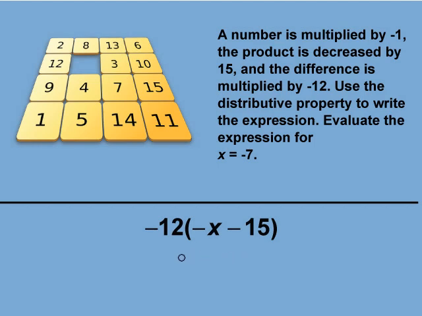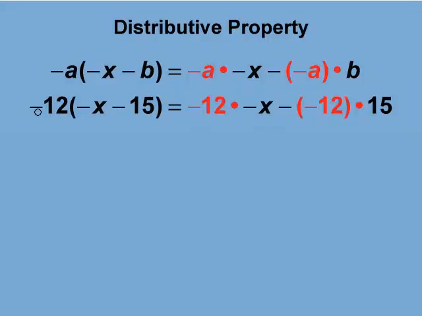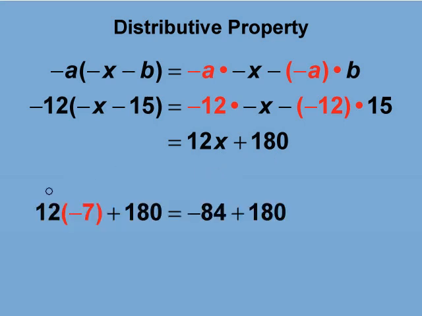This is the mathematical equivalent of this verbal expression. We now distribute the -12 to both terms, as shown here. The product of these two negative terms is positive, and the negative sign here changes subtraction to addition. We get 12x plus 180. We evaluate this expression for x equals -7 as shown here. We get -84 plus 180, which is 96.